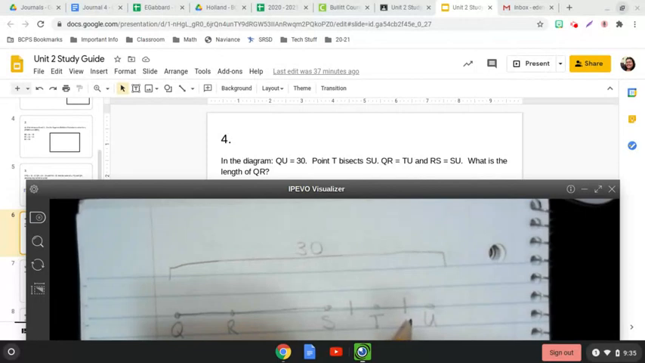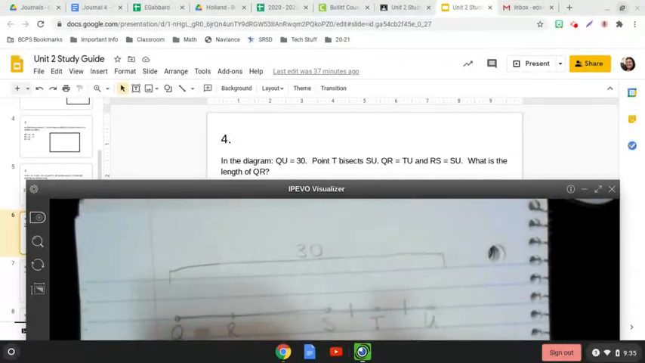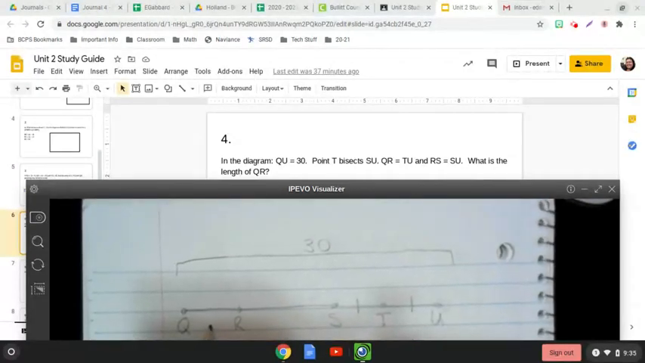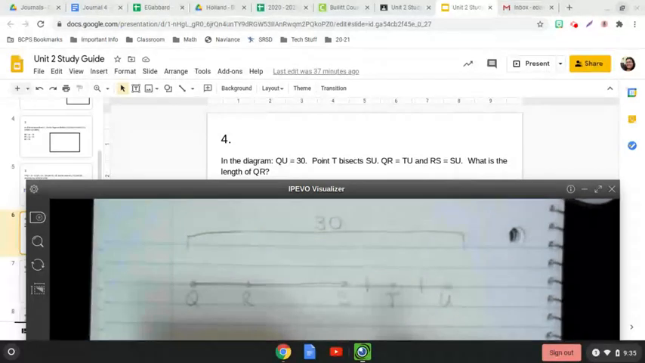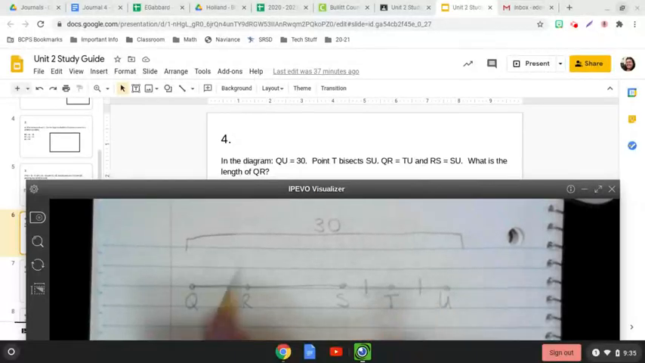Then it tells us that QR is equal to TU. Well, QR is over here, and TU is right here. Well, we've already found out that TU is the same measure as ST, so then QR must be the same measure as ST and TU. So let's mark it with a hash mark.